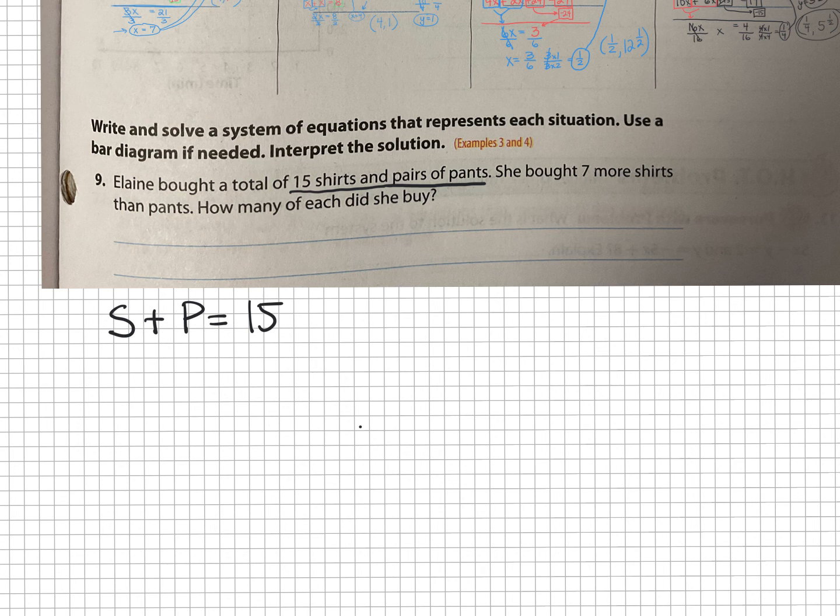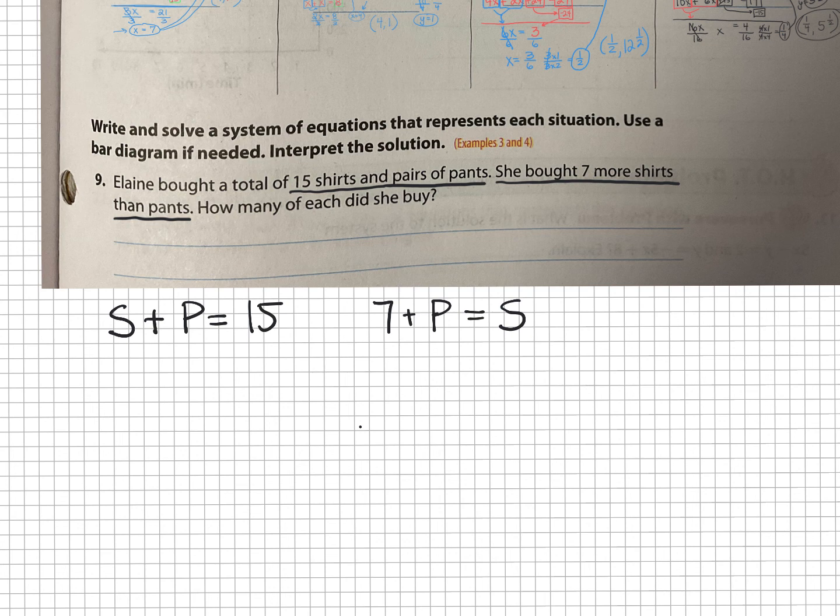All right, second equation is she bought 7 more shirts than pants. So pants and shirts are not equal. If we said, are pants equal to shirts? No, there's 7 more shirts than pants. So you'd have to add 7 on to pants to equal shirts. So 7 plus pants is shirts. How many of each did she buy?